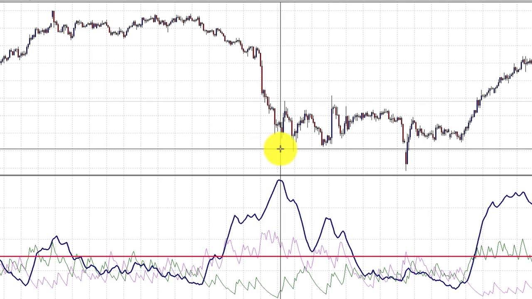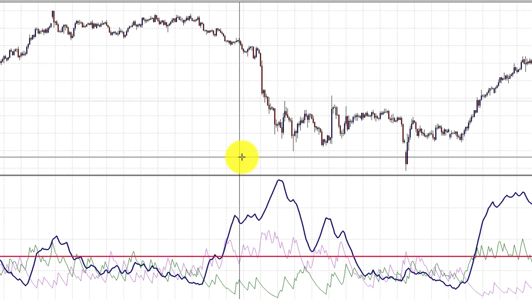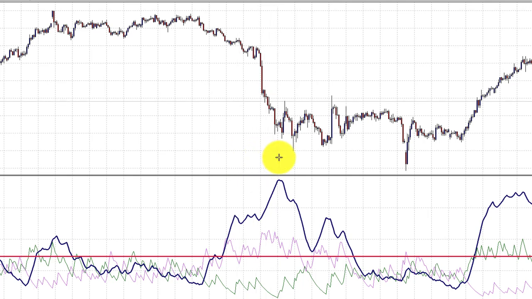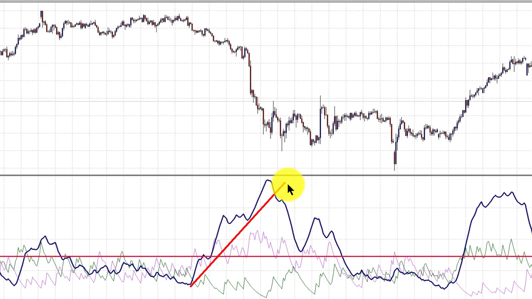And how do you get out? How do you know that's not the end of the trend? There's no real answer to that, except that what I do is I use trend lines. I just draw a trend line like that, and I say, okay, when the indicator breaks its trend line, I will get out. So that's how I get out. I wait for a trend line violation to get out. And then when it's going down, you stay out of the market.